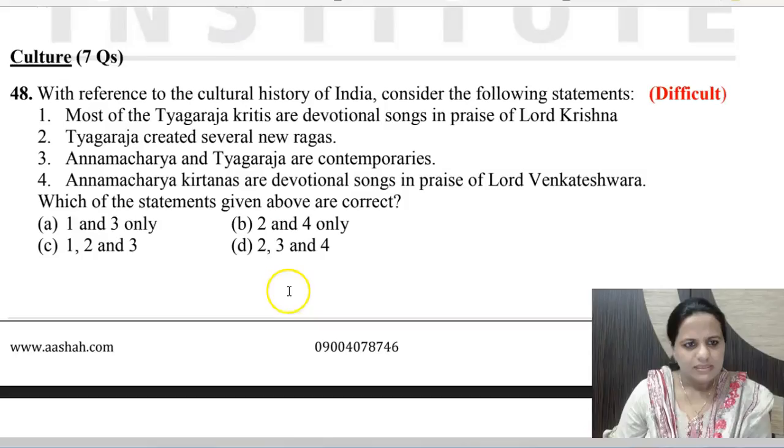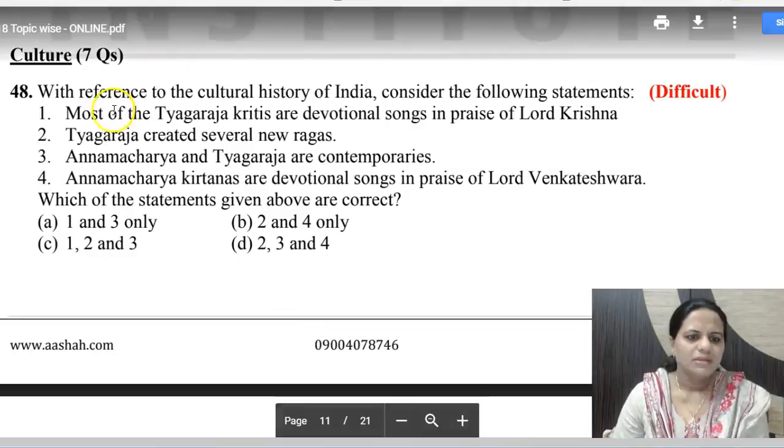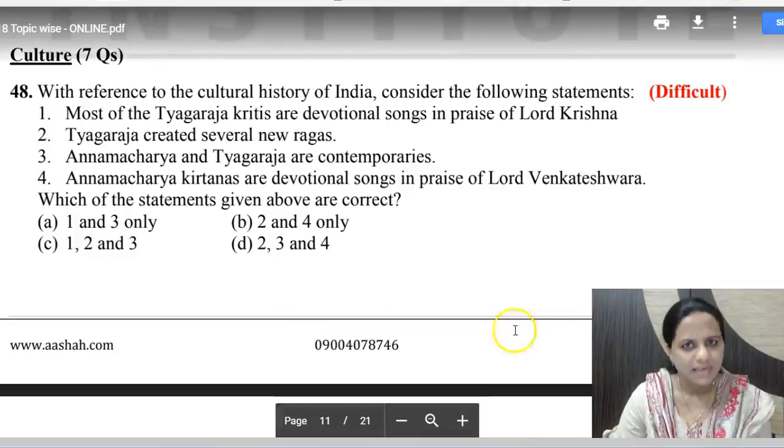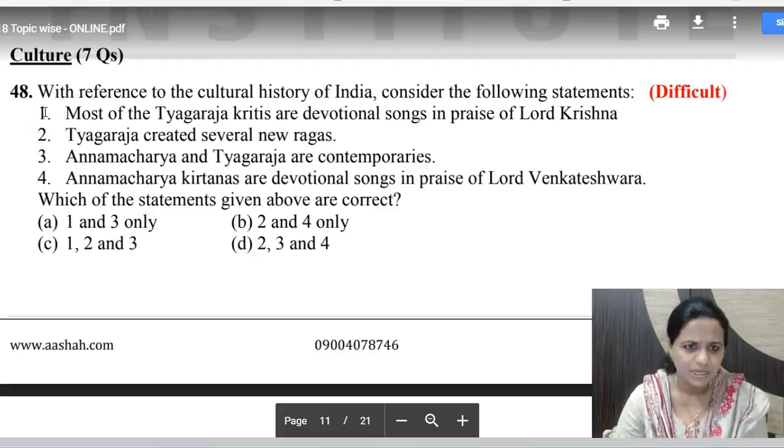Then next, the current affairs aspect questions are over. So now the static part starts from question 48. The first 47 questions are current affairs based. So the majority of them have been easy and could be intelligently guessed. So a major part of this has been covered through our current affairs too. Now comes the static part, starting with culture, on which there are 7 questions.